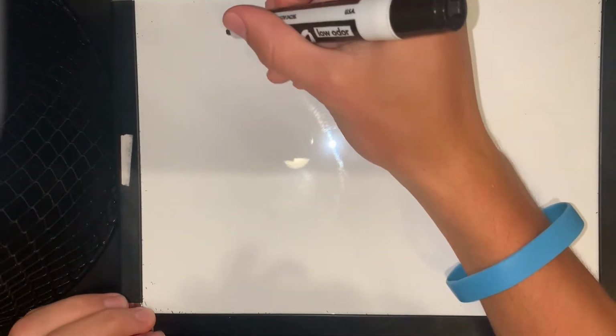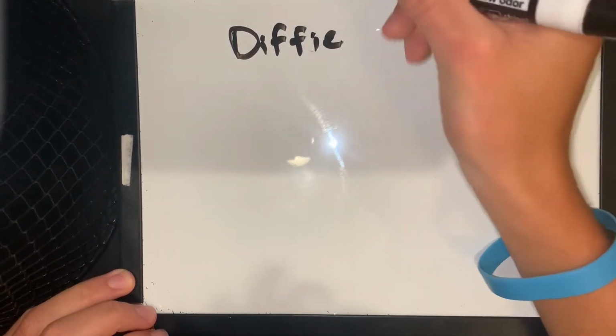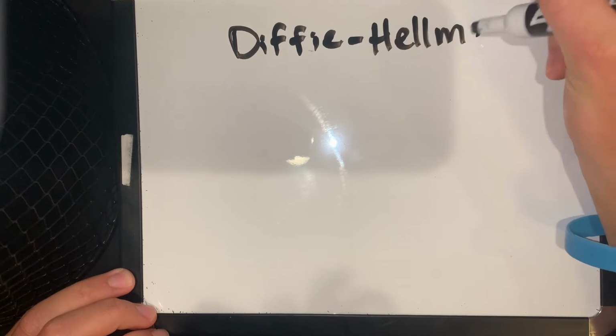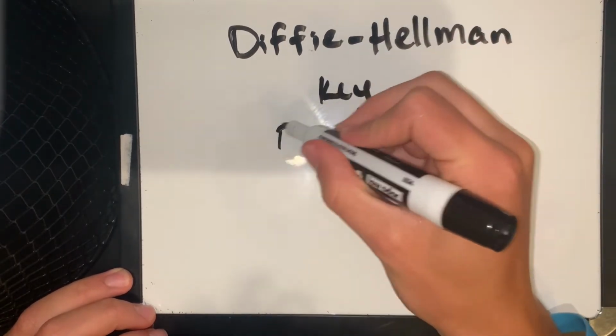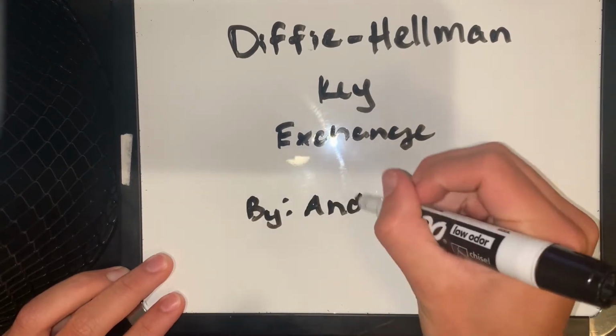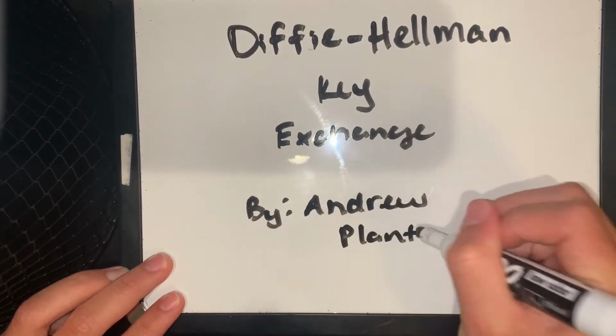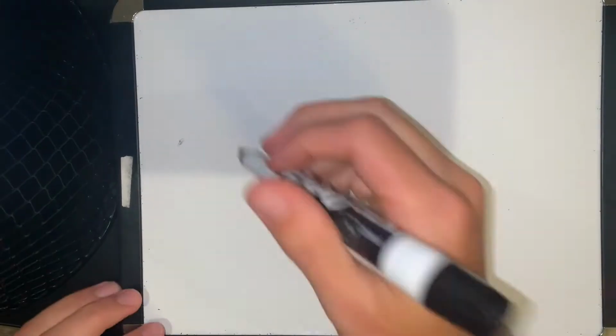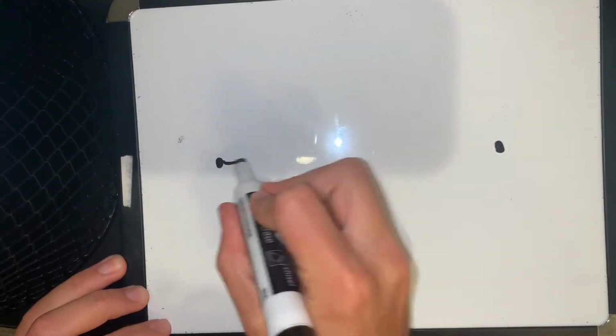Hi, my name is Andrew Plant, and I'm going to show you the basics of the Diffie-Hellman key exchange algorithm. Say you want a private key shared between two parties, but there's always a man in the middle receiving every public exchange. The Diffie-Hellman algorithm allows each party to create a private key between the two of them without exposing enough information for the man in the middle to decrypt this private key.